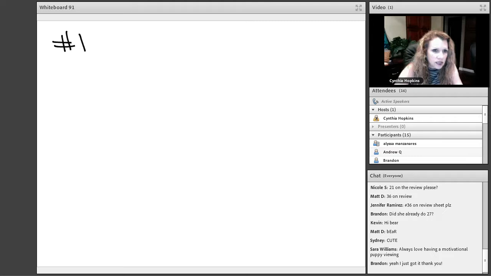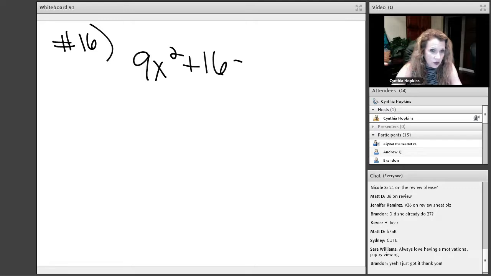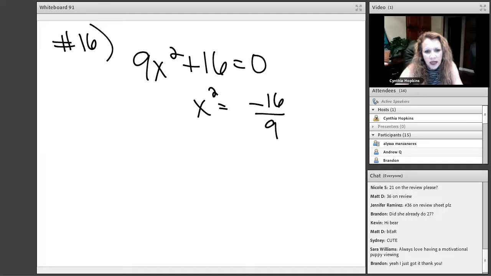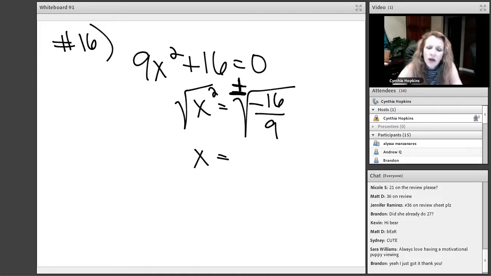All right, so number 16, if any of you have not finished taking the gateway, this is an example of solving a quadratic equation. Okay, this is a sum of two perfect squares, so it's not factorable. I'm going to get the x squared all alone, so don't I need to subtract 16 and then divide by 9? That gives my x squared all alone. Then I'm going to take the square root of both sides. However, this is a quadratic equation, so of course I'm not going to forget the plus or minus. That's how we get our two answers for our degree 2 polynomial.